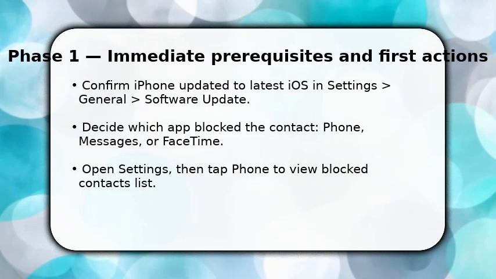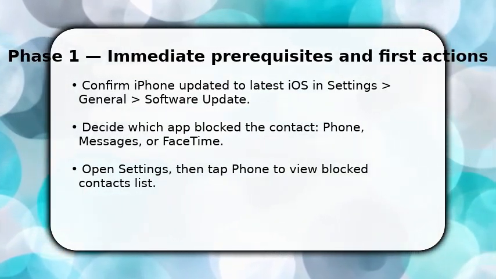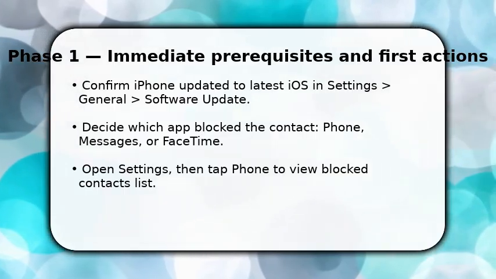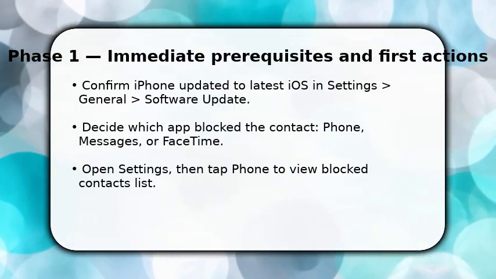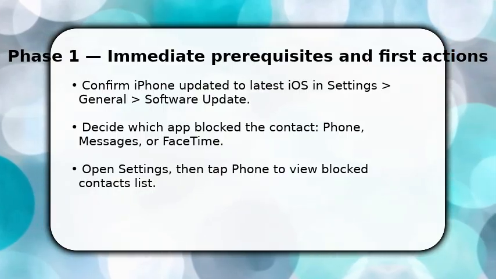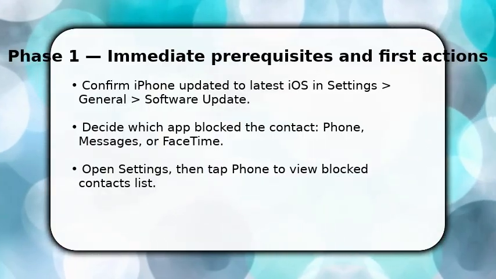You start right away. Make sure your iPhone is on the latest iOS. This avoids menu differences. Once done, decide whether the number was blocked in Phone, Messages, or FaceTime. Now open Settings and tap Phone. This goes straight to the system block list. You do this because Apple centralizes blocks here. It's faster than hunting contact cards.